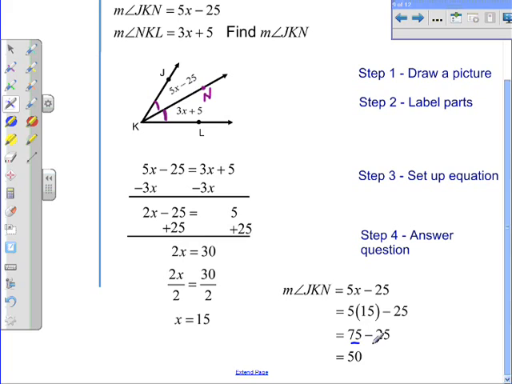5 times 15 is 75. 75 minus 25 is 50. So the measure of angle JKN is equal to 50.